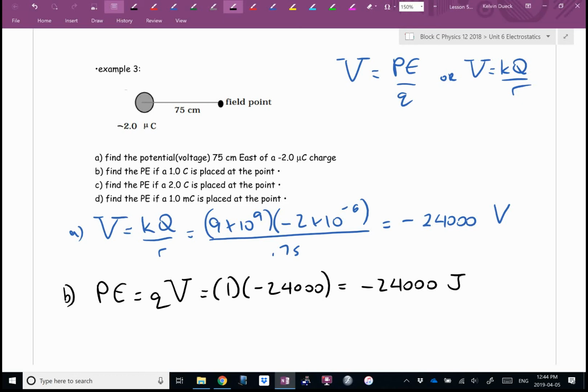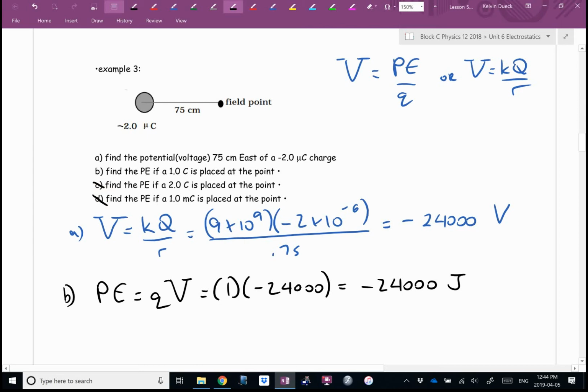What would the answer for C be? Negative 48,000 volts. Sorry, joules. What would the answer for D be? I would put a 1 times 10 to -3. It would still start with a negative, and I think it'd be negative 24 joules. But I'm going to skip C and D.